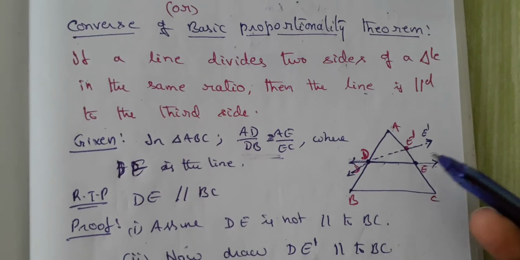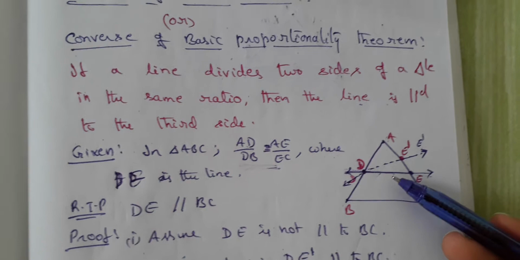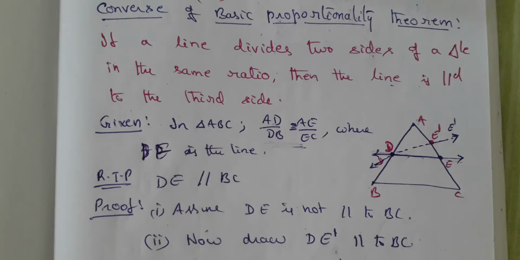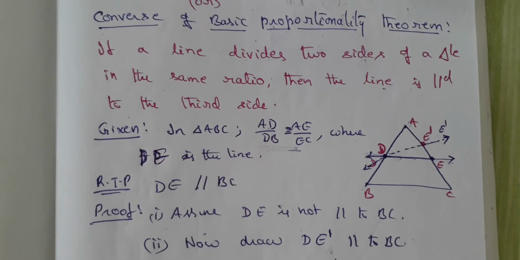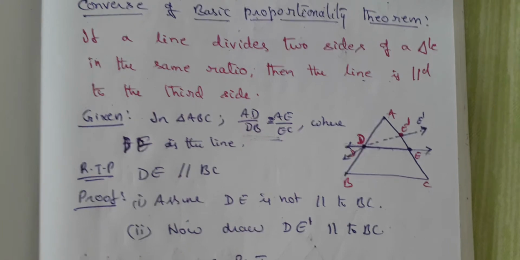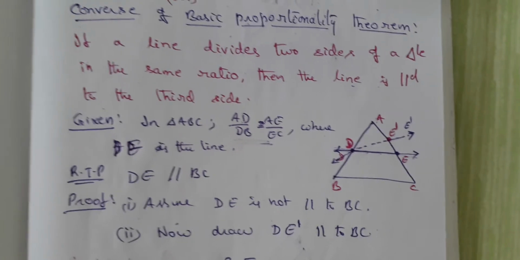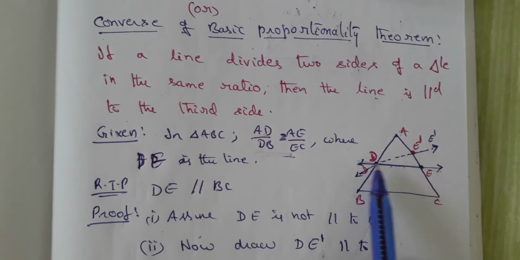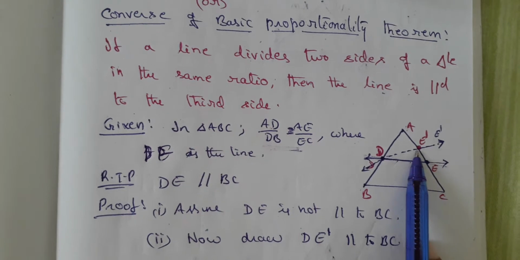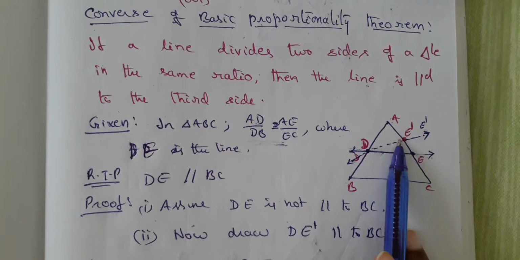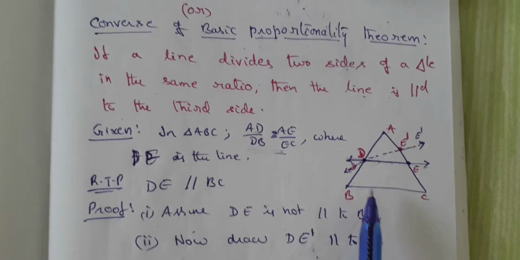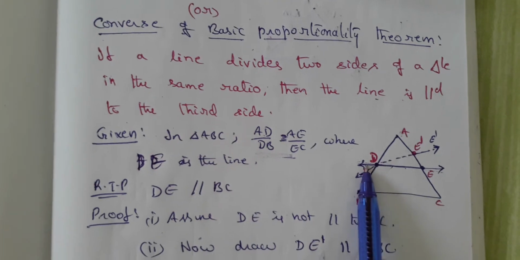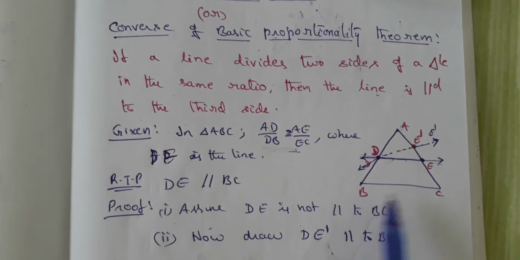So we approach it the other way around, taking that DE is not parallel to BC. We are imagining that DE is not parallel to BC. Thus, we use basic proportionality theorem. To use it, we need a parallel line. So let us suppose that DE prime is the one which is parallel to BC. So we are supposing that DE is not parallel, and now we are drawing another line, DE dash, which is parallel to BC.